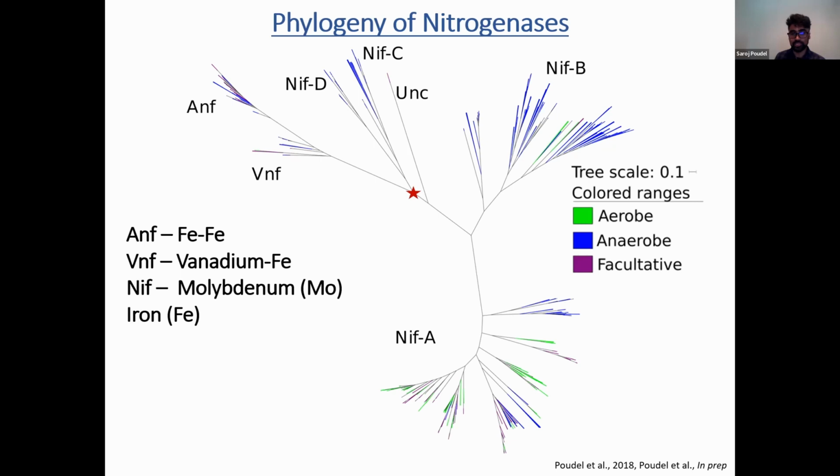And what I've done is overlaid their oxygen requirement. So the organisms that encode these NIF isoforms are aerobes, anaerobes, and facultative. And it looks like NIF-A is mostly encoded by aerobes and anaerobes and a few facultative. And the rest of the nitrogenases are mostly encoded by anaerobes or facultative anaerobes, right? So what this shows is somehow NIF-A has diversified into organisms that could survive in the presence of oxygen.